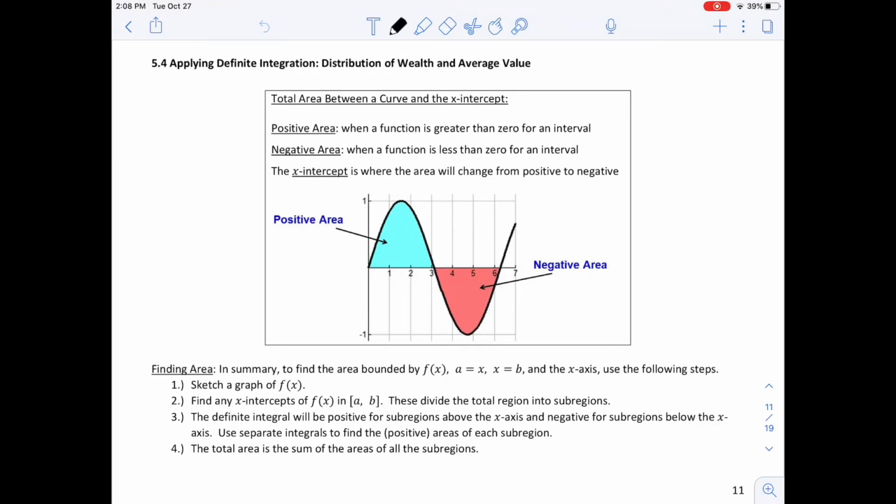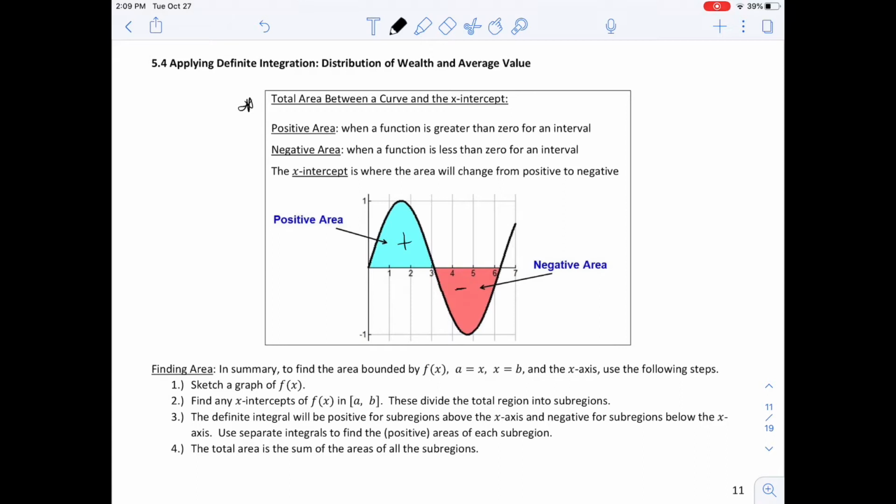We are in section 5.4, applying definite integration, distribution of wealth, and average values. The first box that we have here, we're going to go ahead and star. This is the total area between a curve and the x-intercept. This is going to be a positive area when the function is greater than 0 for the interval, and a negative area when the function is less than 0 for the interval. So you can see our positive area is above our x-axis, and our negative is going to be below.